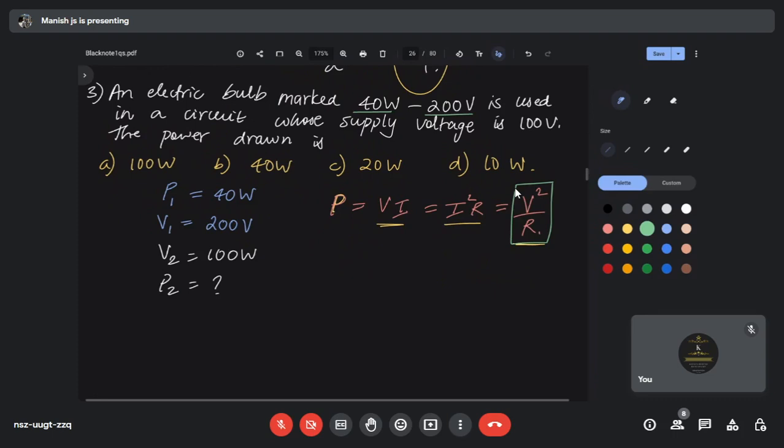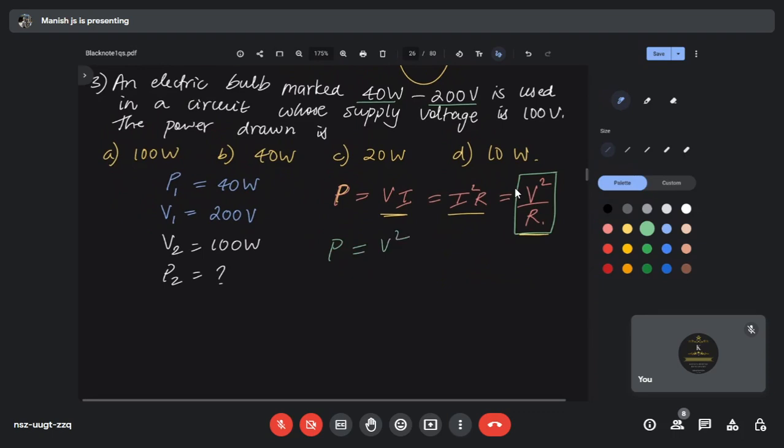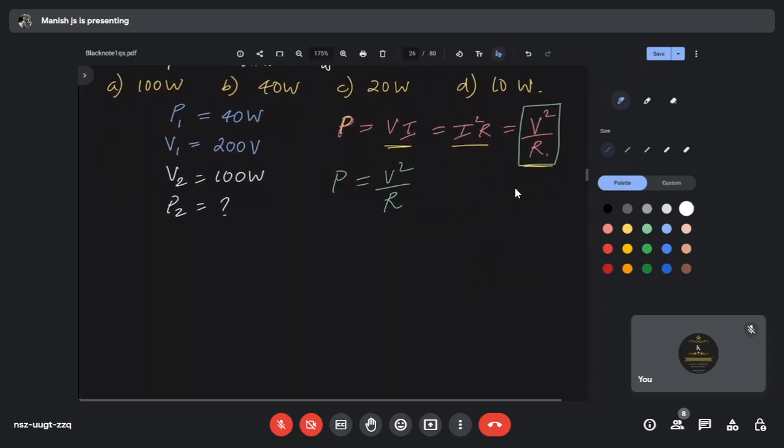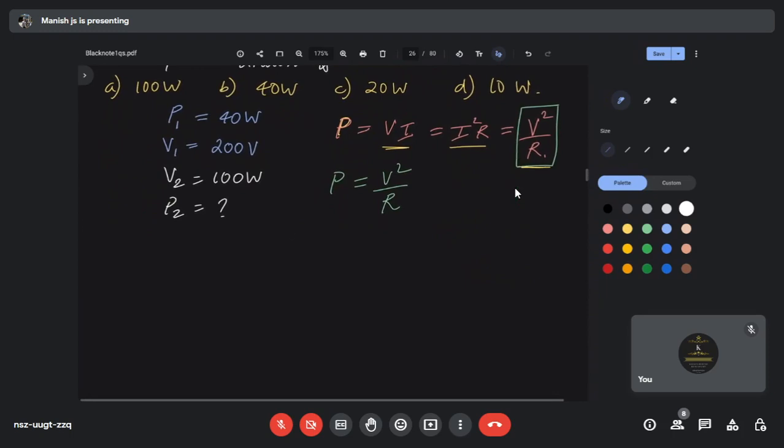You can see that there is a resistance, like a tungsten filament, present. So that is not changing, that is something which is fixed, right? So we can use P is equal to V square upon R to solve this question. Okay? Sir, 100 watts, sir. So P1 is equal to V1 square by R, and P2 will be equal to V2 square by R.